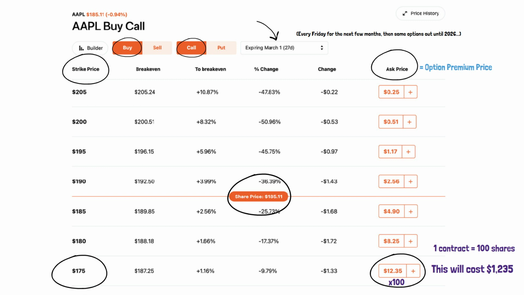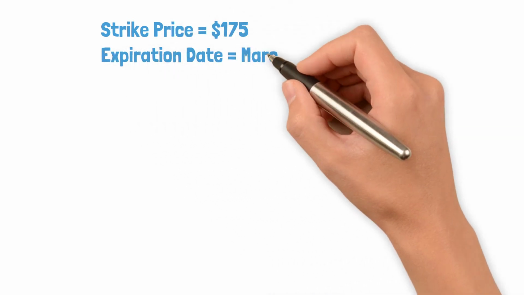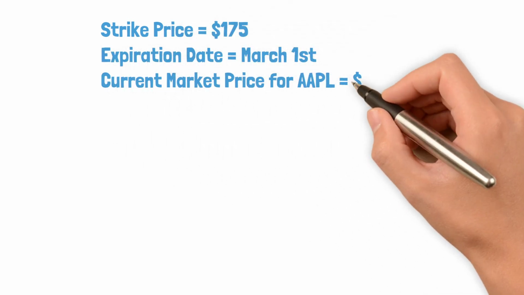It's important to note that in the finance world, it is generally accepted to just mention the options contract cost as being $12.35, but just know that you would actually have to pay $1,235 for it. Okay, so the strike price is the fixed price that you are able to buy Apple for from now until March 1st.